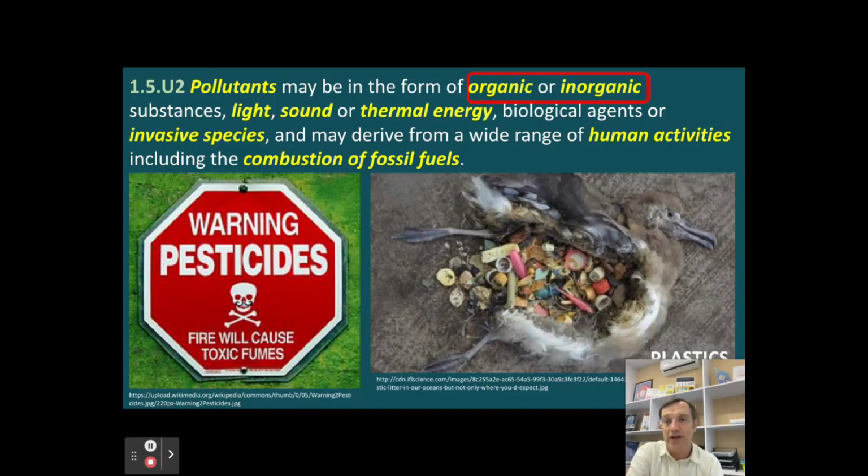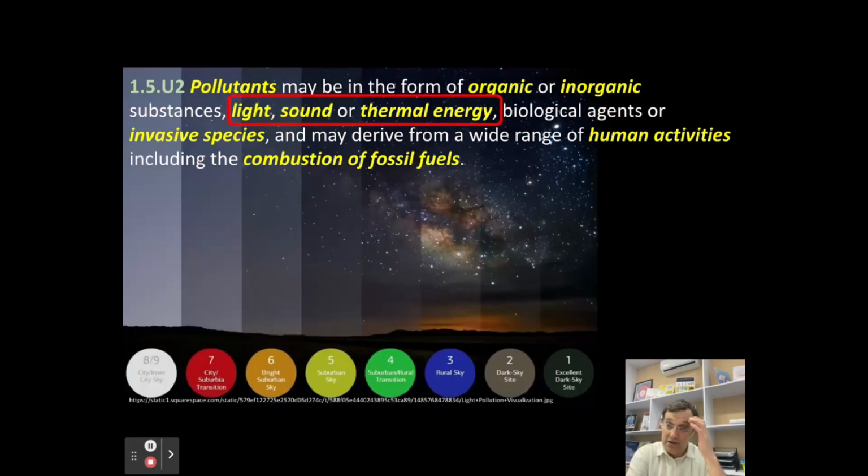We also have inorganic pollutants. And pollution may also take the form of excess energy in the ecosystem. That can be light pollution, as you see in this image, where over here on the left is what the night sky looks like inside a city, and over here on the right side is what it looks like in the middle of the ocean or deep in the African savanna, where you're far from large human settlements.